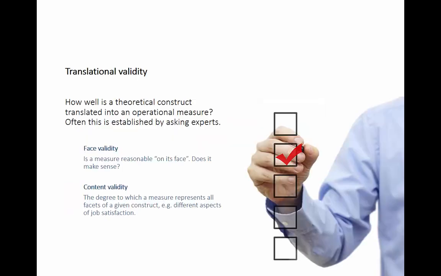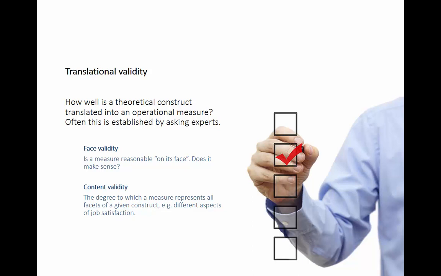Okay, so translational validity, basically, you read about it as face validity and content validity. Face validity is basically looking at the measure and thinking, does it make sense? Is this a reasonable measure, or maybe it's completely off? And often you establish face validity by showing your question or your measure to an expert, and then the expert says, yes, that makes sense, or says, no, that's completely stupid, go home and try again. And we have content validity.